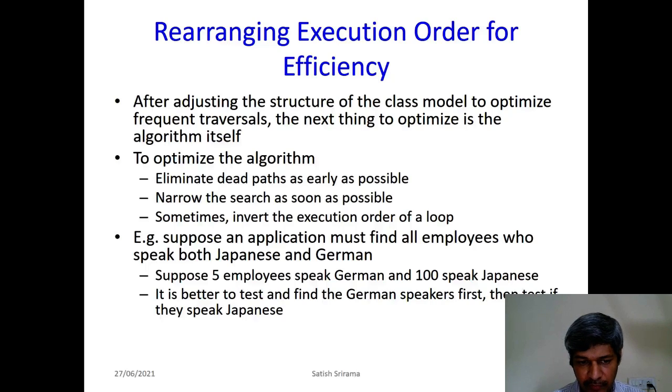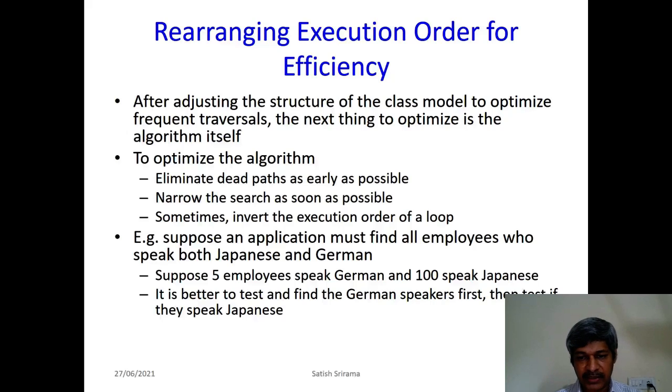Okay, now think about the case, suppose there are 5 employees who speak German and 100 employees who speak Japanese. Now here you want to find employees who can speak both languages. Think about a not-so-optimized implementation of the algorithm. Say, first you try to find all the employees who can speak Japanese. Then from there, you filter the people who can speak German.